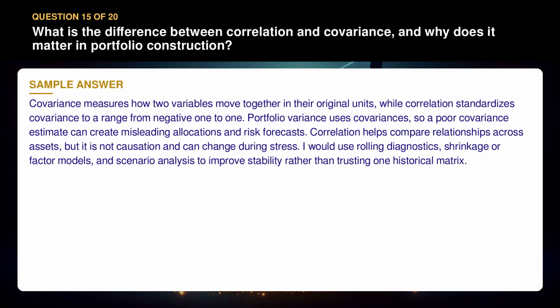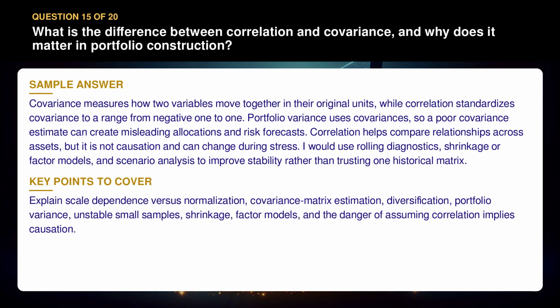I would use rolling diagnostics, shrinkage or factor models, and scenario analysis to improve stability rather than trusting one historical matrix. Explain scale dependence versus normalization, covariance matrix estimation, diversification, portfolio variance, unstable small samples, shrinkage, factor models, and the danger of assuming correlation implies causation.